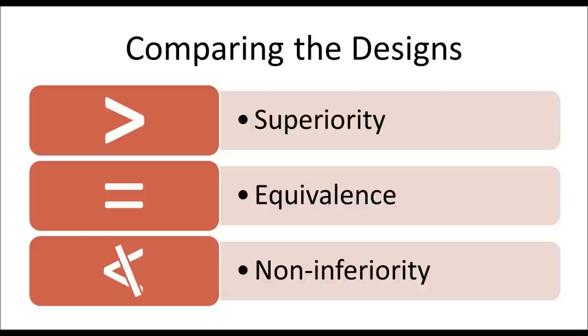Contrary to what some people may think, a trial that fails to show superiority does not indicate that the two treatments are actually equal. For that reason, two other study designs are used. Investigators use an equivalence design to demonstrate that the compared treatments are actually equal. And finally, non-inferiority trials seek to demonstrate that the treatment is not inferior to or worse than the control.